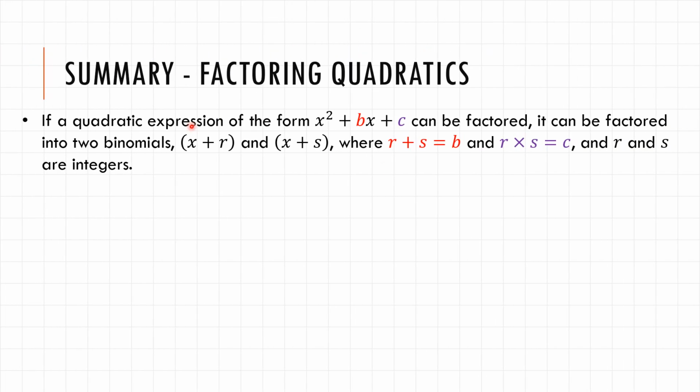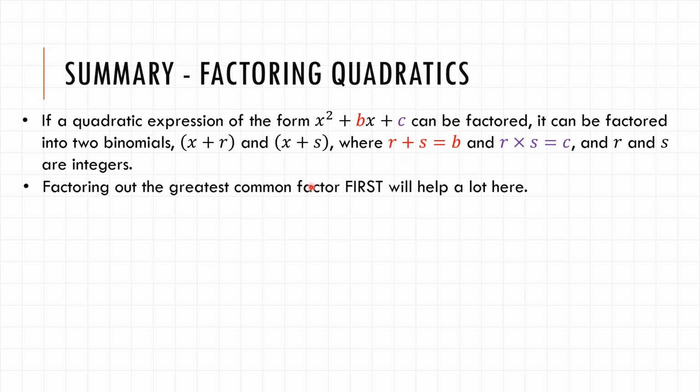Factoring quadratics. So if a quadratic that looks like this can be factored, it can be factored into two binomials, x plus r and x plus s, where r plus s gives us this middle coefficient, b, and r times s gives us the last coefficient, c, especially if r and s are integers. If you factor the greatest common factor first, that'll help you get a quadratic to look like this, and then you can apply this rule.